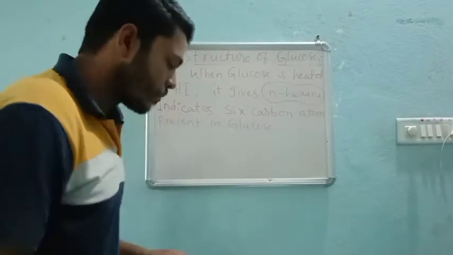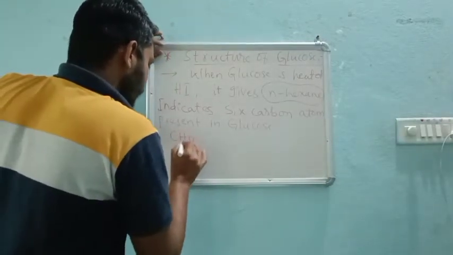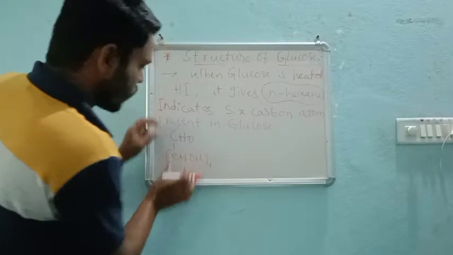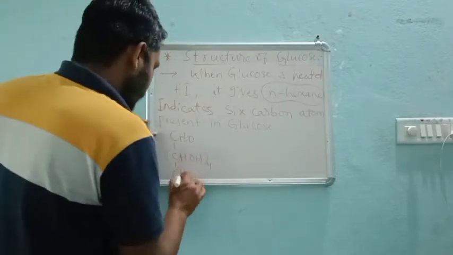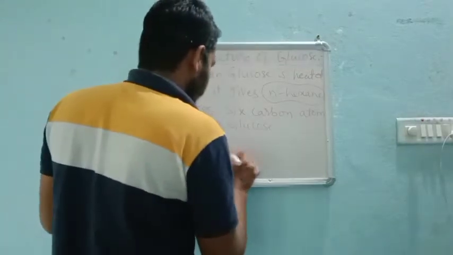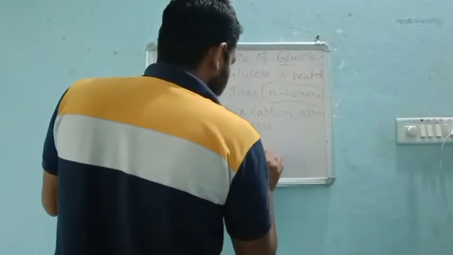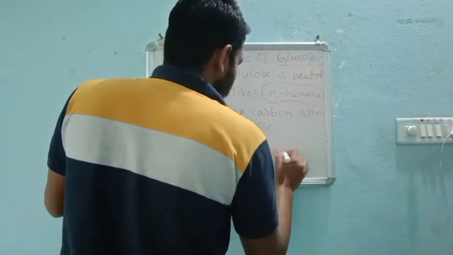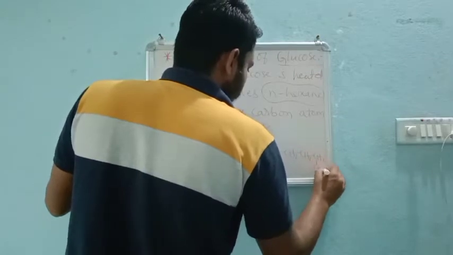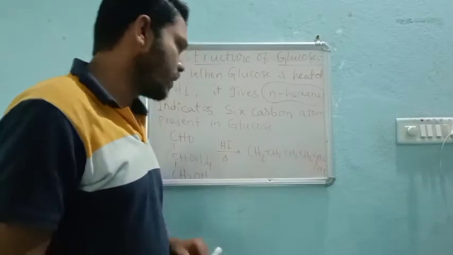Right? So if you go for the reaction, see CHO, CHOH, there are 4 of these, that means 4 carbons are there, and finally CH2OH. This is our glucose. When this glucose is heated with hydrogen iodide for a long time, then definitely we will get CH3, CH2, CH2, CH2, CH2, and CH3. A single chain, right? Because of shortage of space, I have written like this.